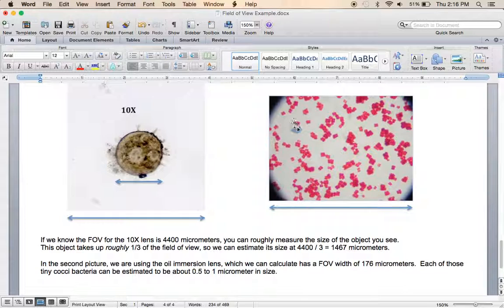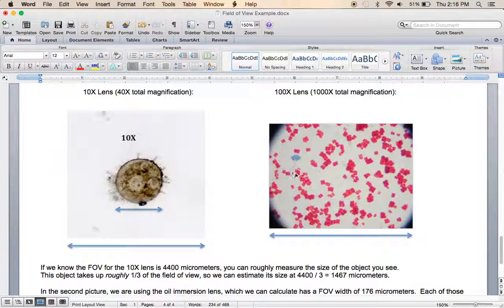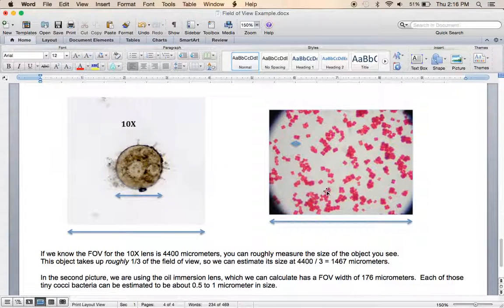So that means these cocci bacteria are teensy, teensy tiny. You could estimate them to be roughly 0.5 to 1 micrometers, because it would probably take about 200 of them to fill this whole length. If they were lined up in a row, there are probably about 200 of them to take up the whole width of the field of view under this oil immersion lens. So that is why we use micrometers, because a lot of what we're looking at is very, very small. A typical cell, which is what these bacteria are, is around 1 micrometer, give or take. So we have to use small units of measure to measure these objects.